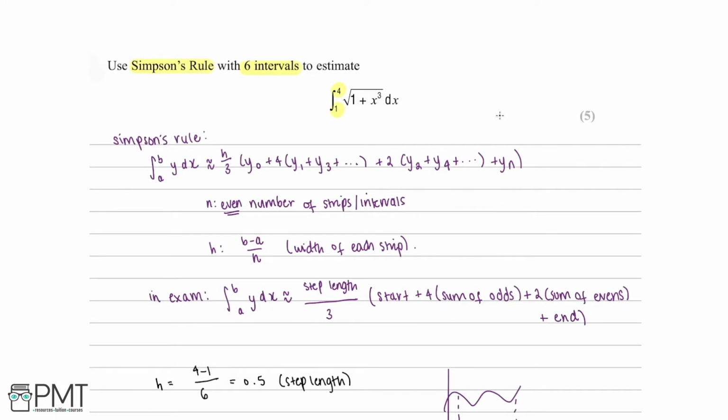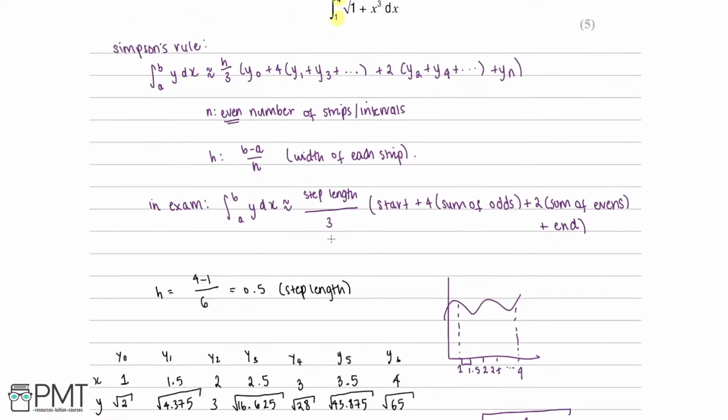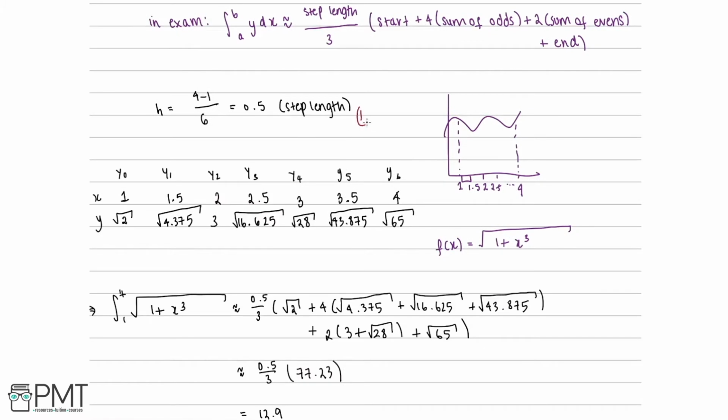Now that we've answered our question, let's find out where the marks are. You get 1 mark for finding out the step length. You get another mark for forming a table and finding out the corresponding values of x and y, for x0, x1, etc., and y0, y1, etc.